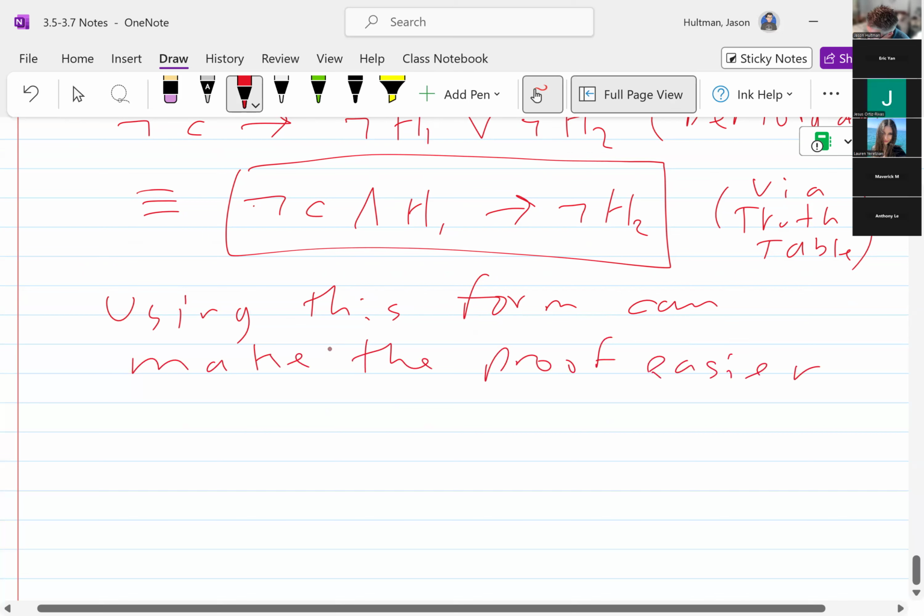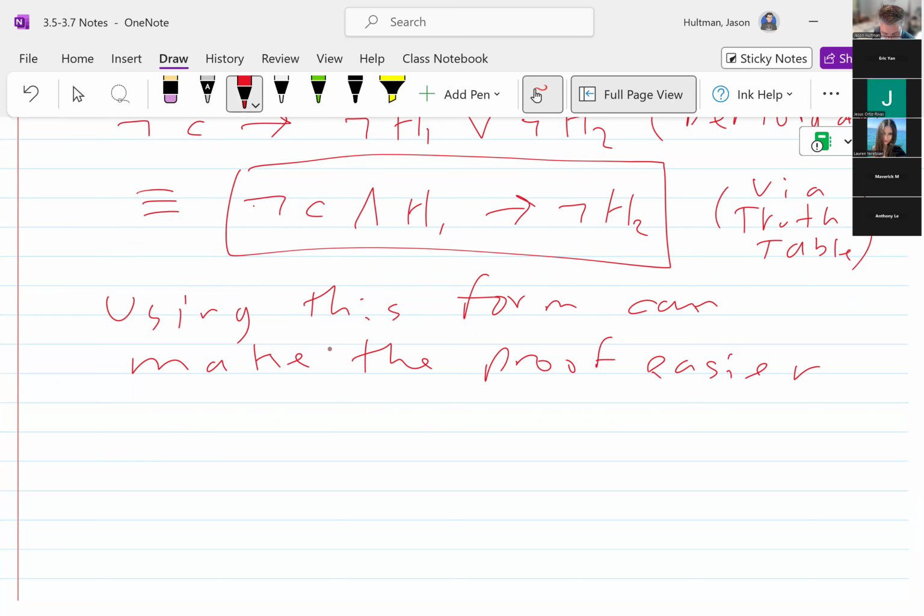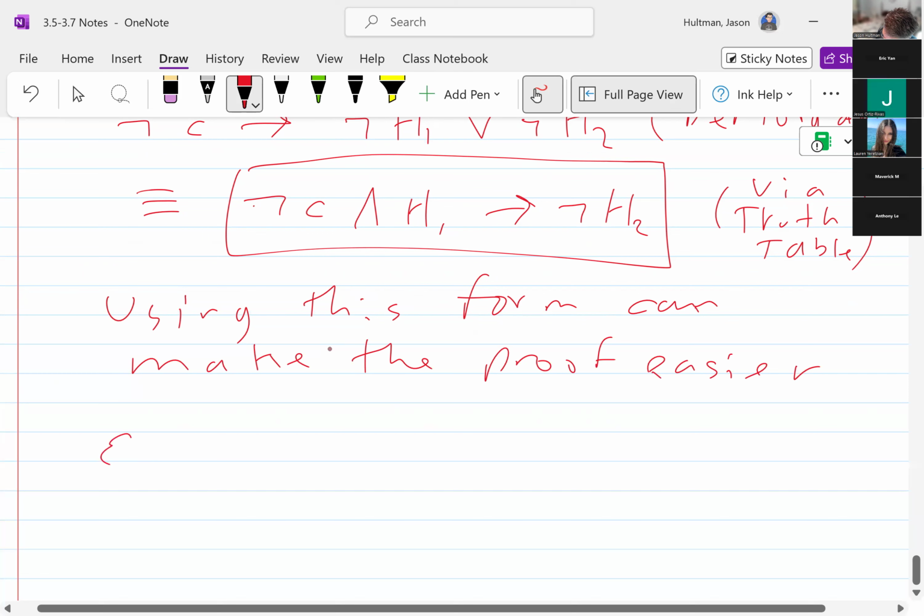Okay, using this form can make the proof easier. Okay, example 4. Okay, prove the following theorem.